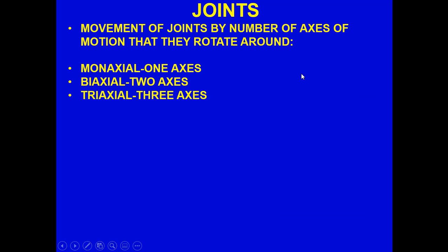Movement by joints is by number of axes of motion that they rotate around. So when I was talking to you earlier about the monoaxial, it's one axis. Think about it this way: your leg at the knee joint can be extended in one axis only. Biaxial is two axes. So you could probably take your thumb and move it up and down and side to side. That's two axes. You have also triaxial. In certain joints, you can move in three axes.